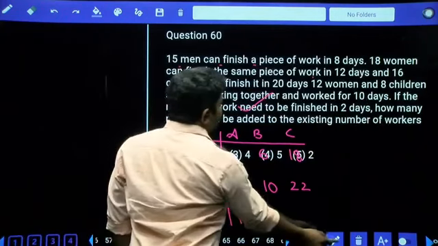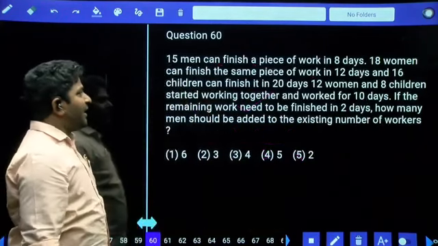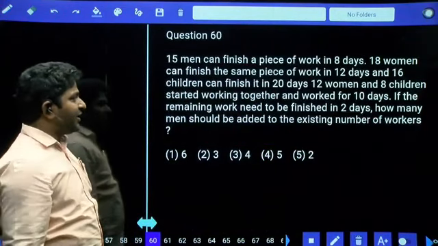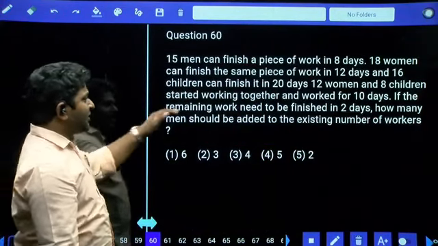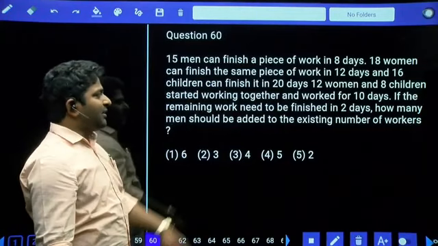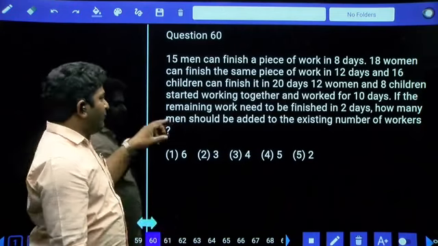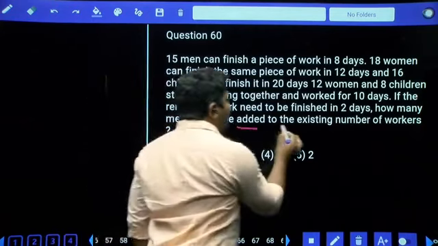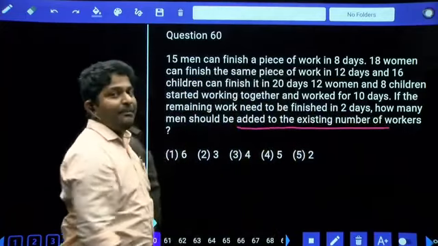15 men can finish a piece of work in 8 days. 18 women can finish the same piece of work in 12 days, and 16 children can finish it in 20 days. 12 women and 8 children started working together and worked for 10 days. If the remaining work needs to be finished in 2 days, how many men should be added to the existing force? This is very important.